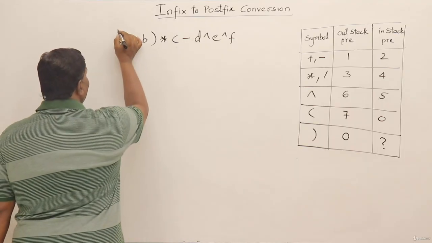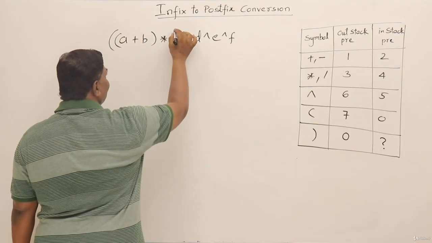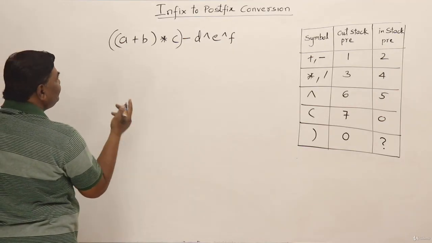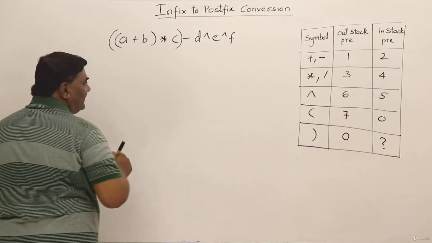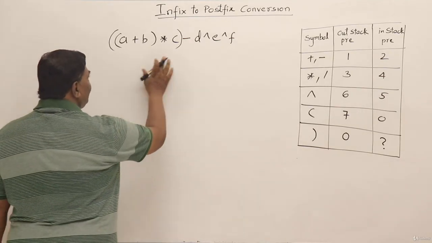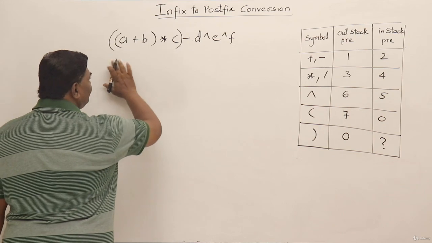So before doing it, I will add one more parenthesis here. This one, I will enclose it. For converting into postfix, who is having highest precedence? Obviously, brackets are having highest precedence. Right? Brackets are having highest precedence. So in this bracket, we should convert this into postfix.